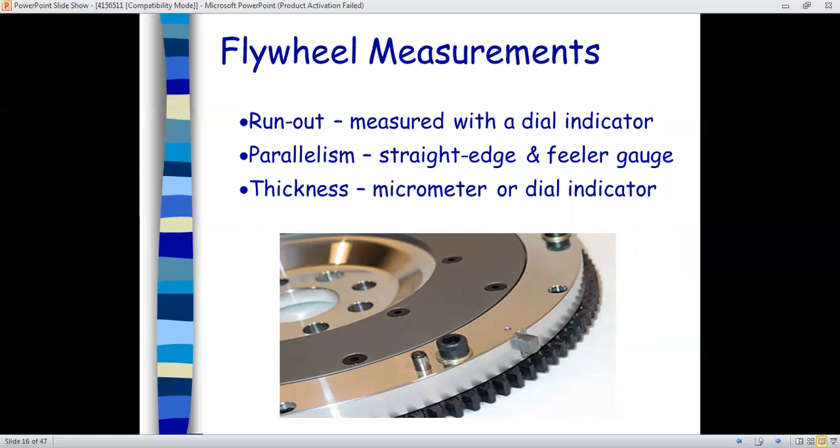Okay, so flywheel measurements. What are the terms we can measure from the flywheel? Okay, so there are three terms we have to measure when we're going to install or assemble a flywheel in the clutch system. So, what is that? That is runout, measured by the dial indicator.